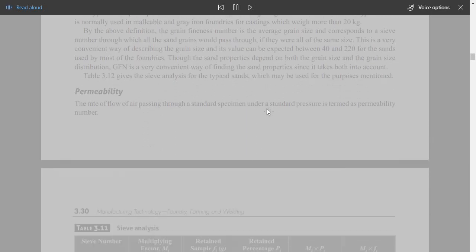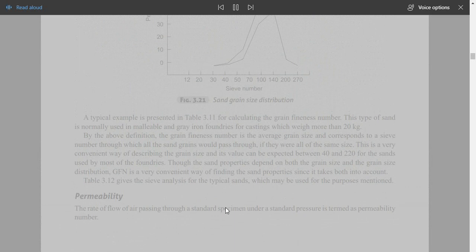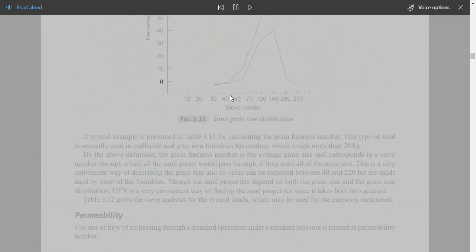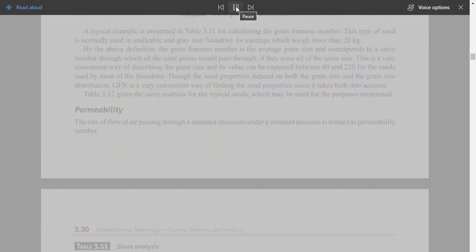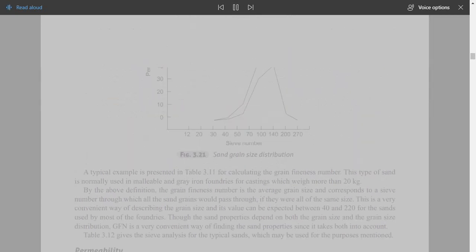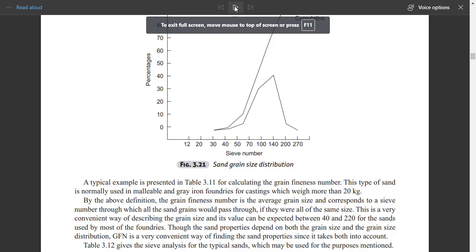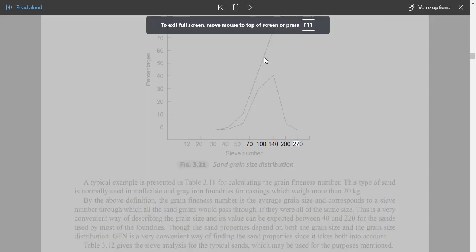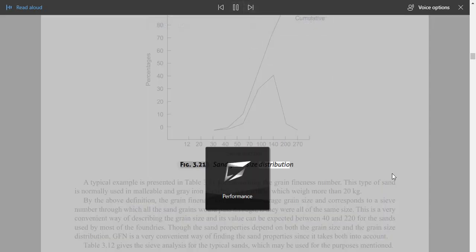Sieve number, cumulative percentages. Fig. 3.21: Sand grain size distribution.